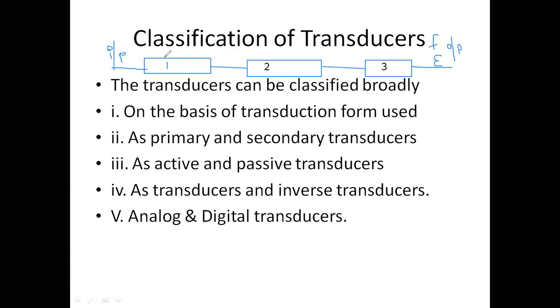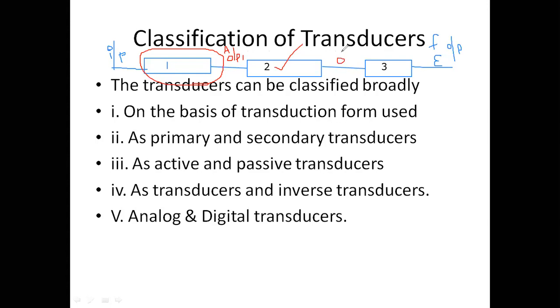So in this case again, this is called the primary transducer because it is taking the input and giving some output. I call it auxiliary output 1, and this second transducer takes the output of the first transducer, which is the auxiliary output, and gives some other output.